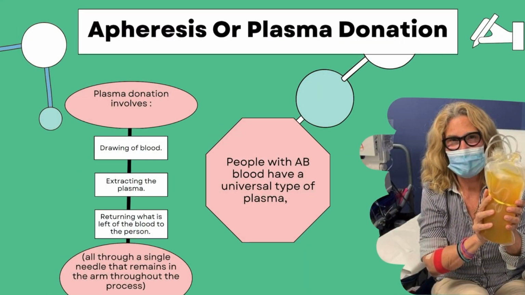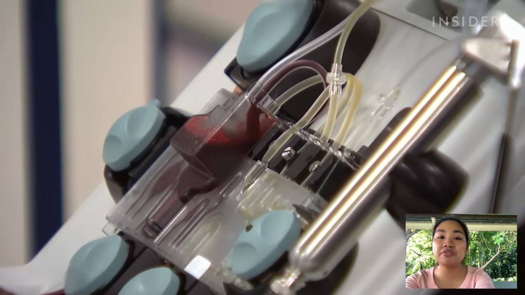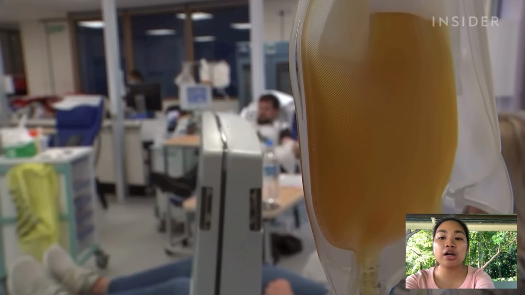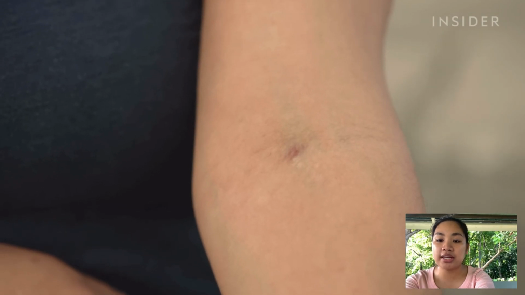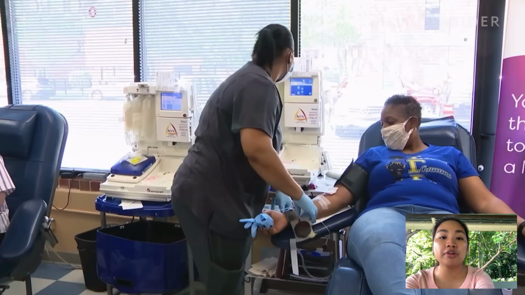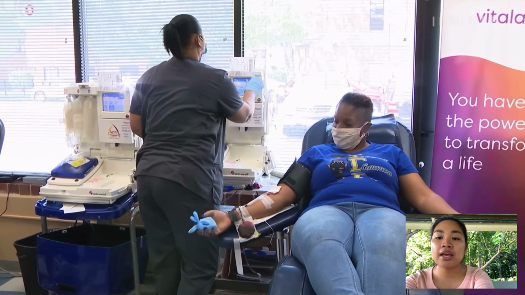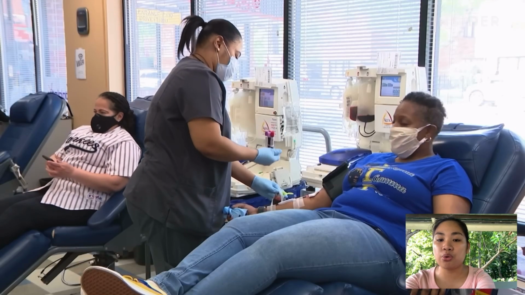Plasma is in high demand as it helps to treat cancer and other health issues. Plasma donation or apheresis involves drawing blood, extracting plasma, and returning what is left of the blood to the person, although a single needle remains in the arm throughout the process. It is relatively a safe procedure, but there are minor side effects that include fainting or dizziness, bleeding, bruising, or inflammation around the donation site. Rarely, an embolism can also occur.